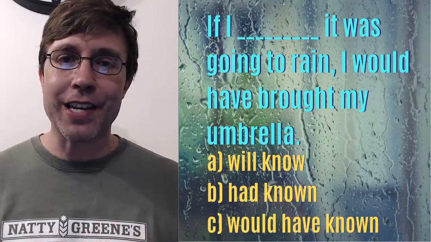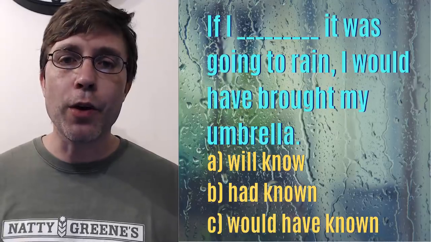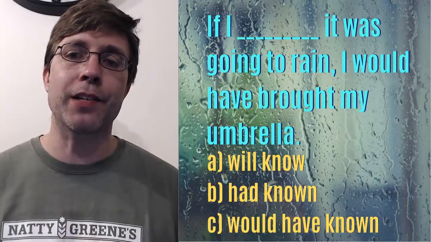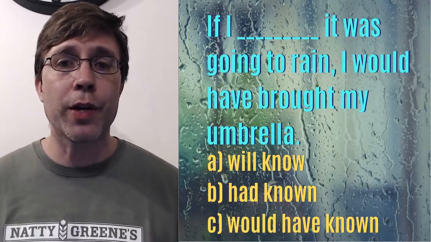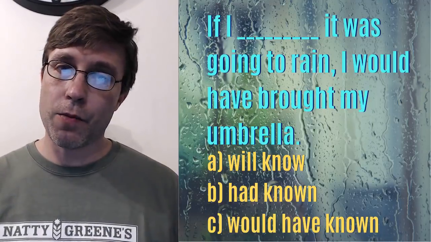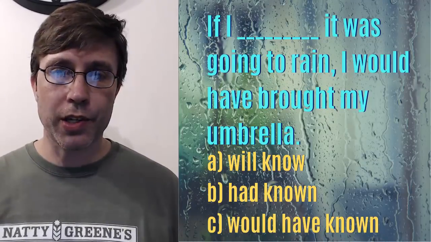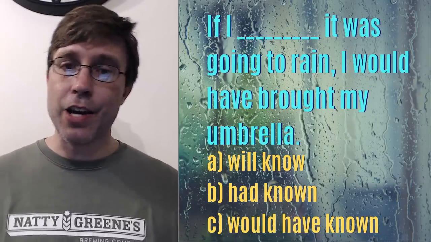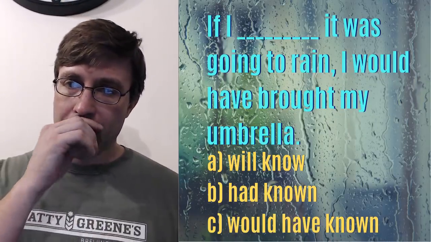I'll read it. So I said, if it was going to rain, I would have brought my umbrella. What do you think best completes that conditional statement? If it was going to rain, I would have brought my umbrella. What do you think? A, B, or C? Would you put will know, had known, or would have known? What do you think?